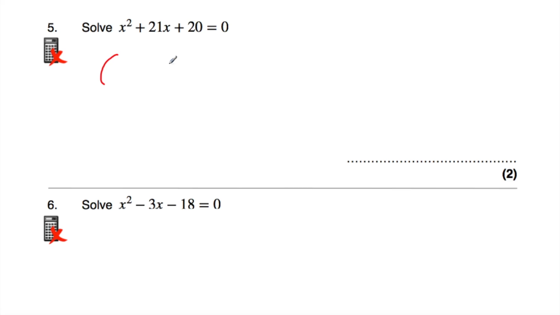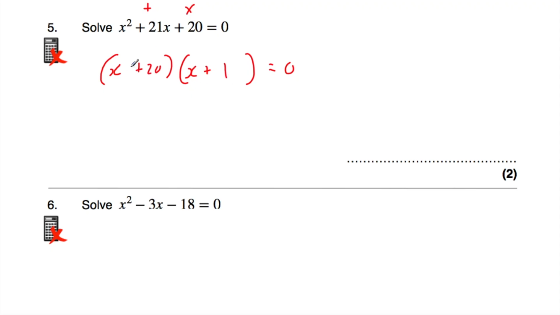So we're going to put our brackets down, bracket, bracket, and then equals 0. Because this is x squared, we're going to put x's at the front of both brackets like so, because x times x is x squared. Now we're going to look for two numbers that multiply together to give us 20, and we'll add together to be 21. So they're going to be 20 and 1. So we're going to write plus 20 and plus 1.